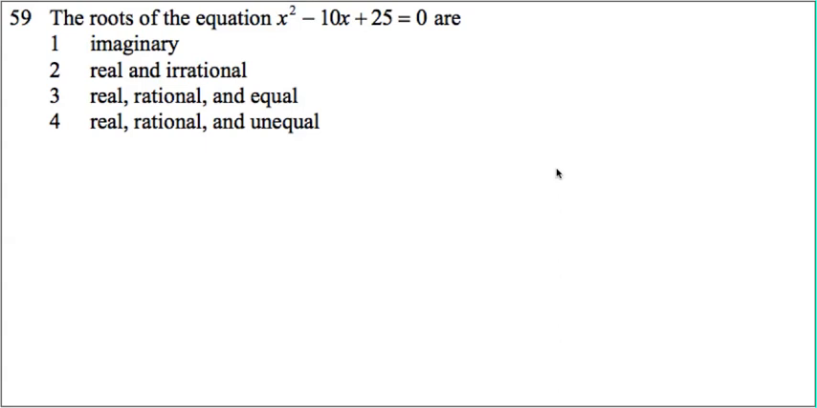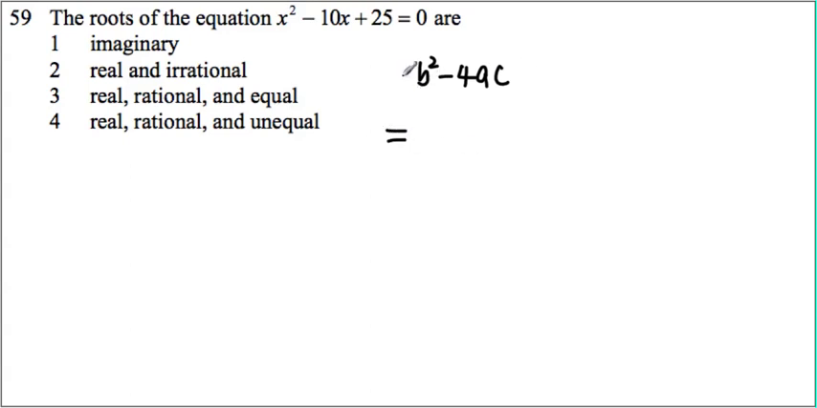Hello class, so we'd like to look at the questions from 59, the part 2 for the upcoming exam. So let us try to get started here. The roots of the equation, and then this is the equation, and then these things are given. As soon as you have seen this one, what we have to look at is the discriminant. So b squared minus 4ac.